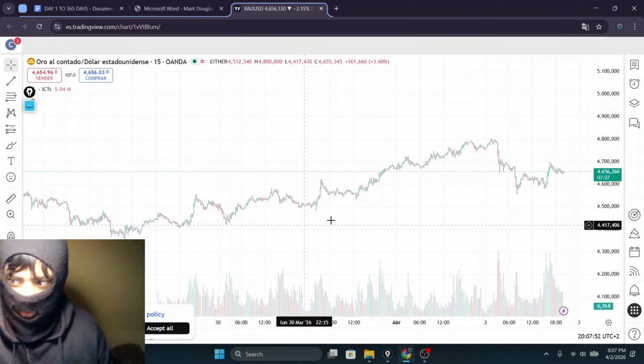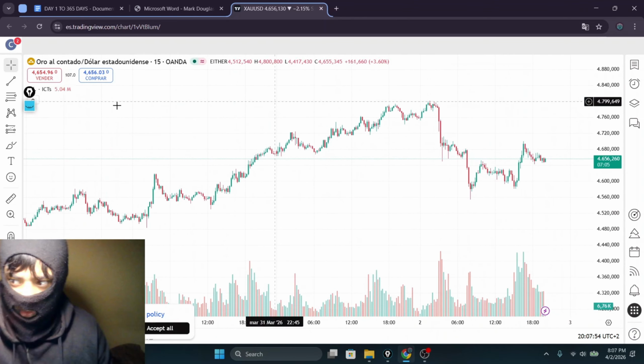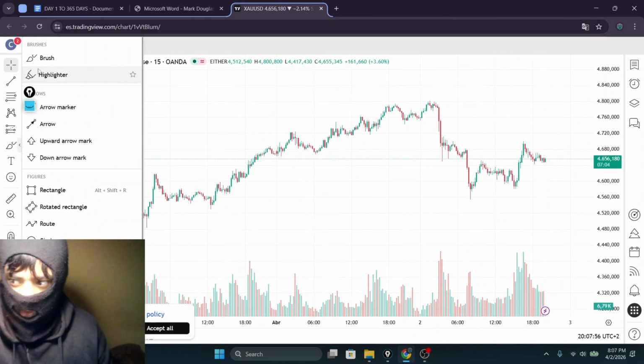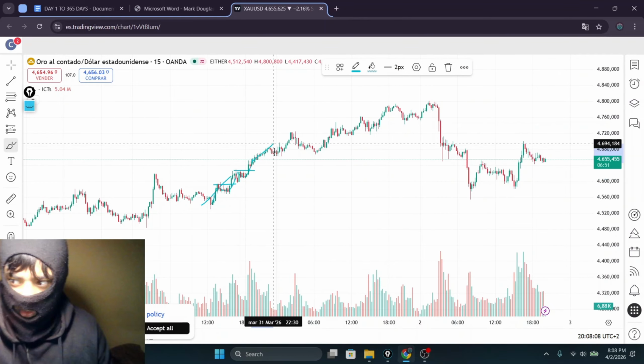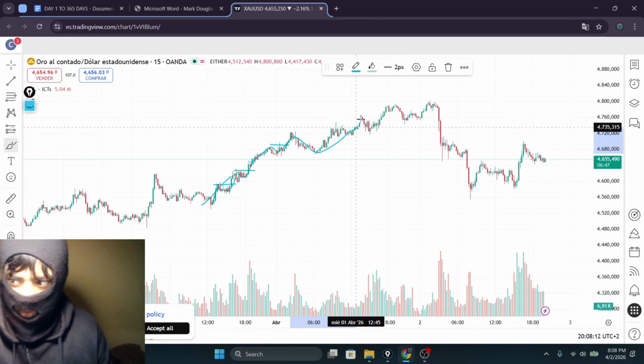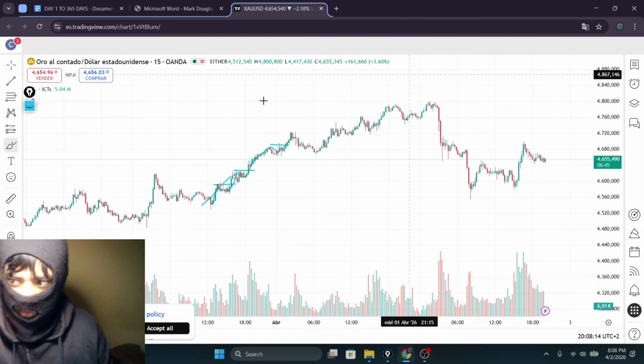Let's look at the trend line. Like the market went up, it broke its previous high. Again, it broke its previous. Came down, broke. This is known as structure.